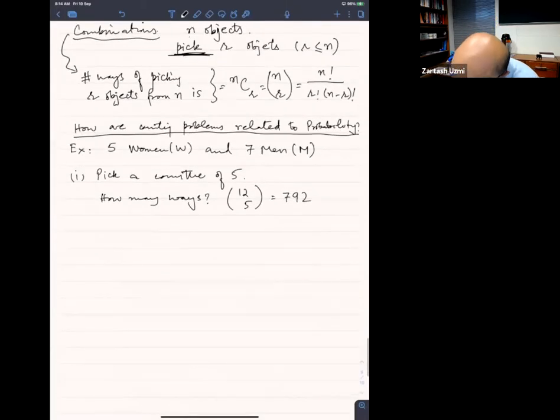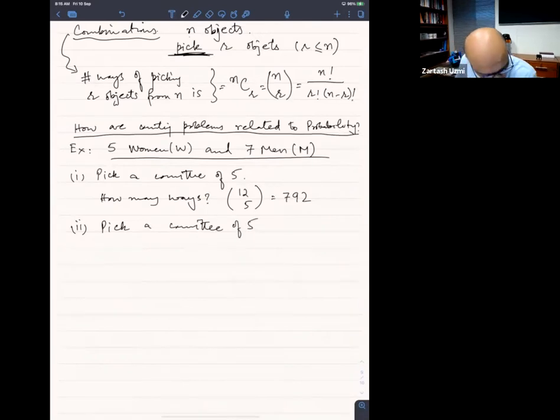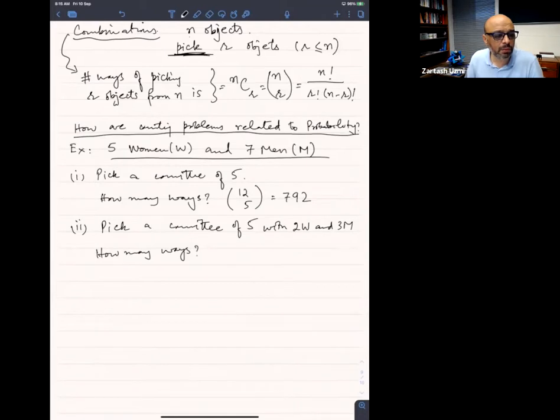The second thing that I'm going to ask about the same situation, 5 women and 7 men: I need to pick a committee of 5 with 2 women and 3 men. How many ways? Answers in the chat window. 3 people have answered, 4 people have answered.